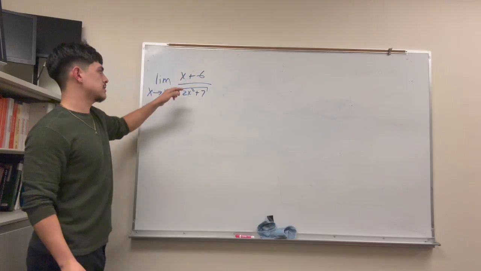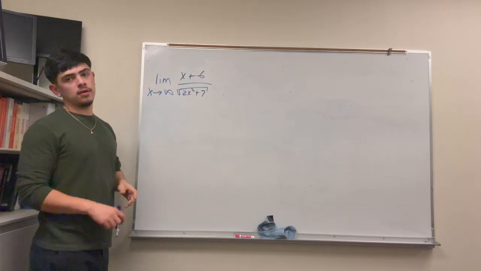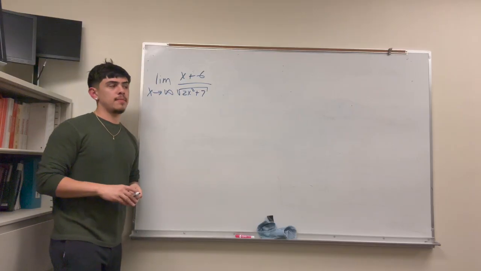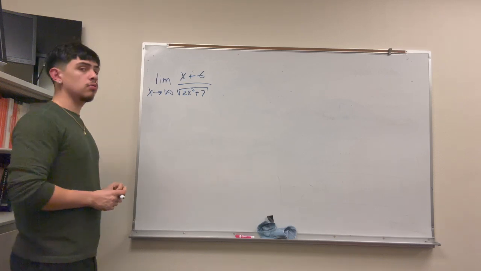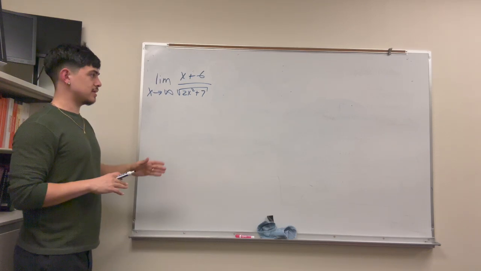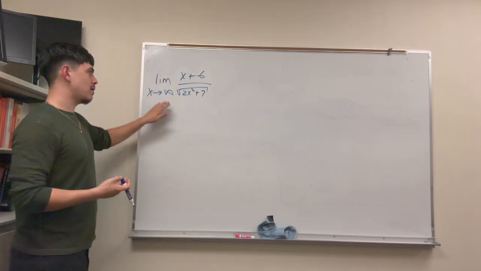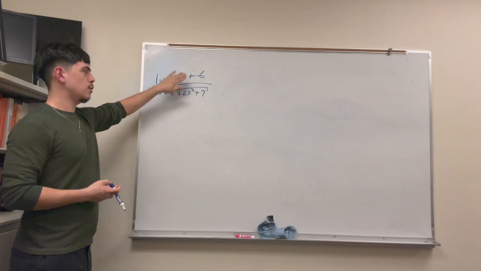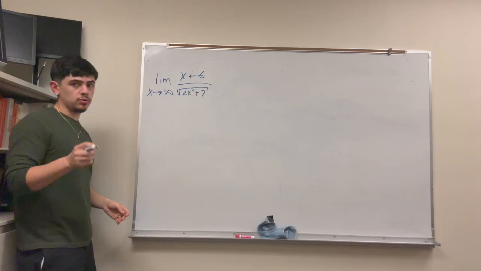Okay, so for our last example, we have the limit as x goes to infinity of the function x plus 6 all over the square root of 2x squared plus 7. This is a very similar example, but the square root will play a big part in this limit. First step, just see if direct substitution works. Most of the time it doesn't, and plugging in infinity here, we get infinity over infinity. So that doesn't work.